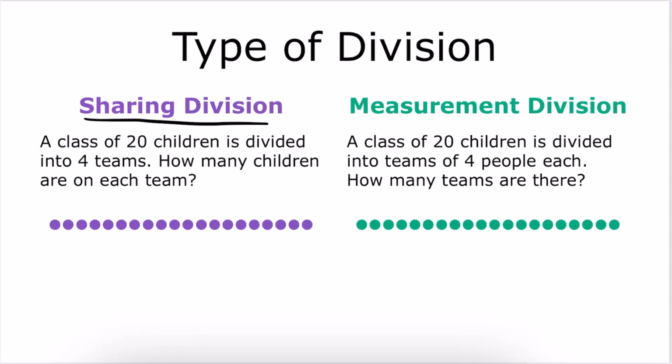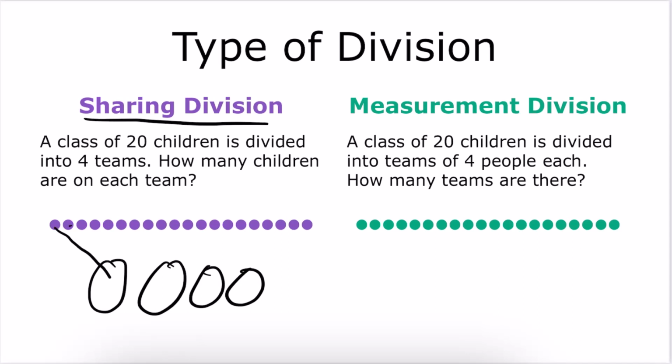In a sharing division word problem, the dividend is divided into a specified number of groups determined by the divisor, and the quotient represents the number in each group. For example, if you had a class of 20 children that you wanted to divide into 4 teams and you wanted to figure out how many children are on each team, you could figure this out by forming your 4 teams. And you could say, okay, this child's going to go on this team, this child's going to go on this team, this child will go on this one, and this one will go here.